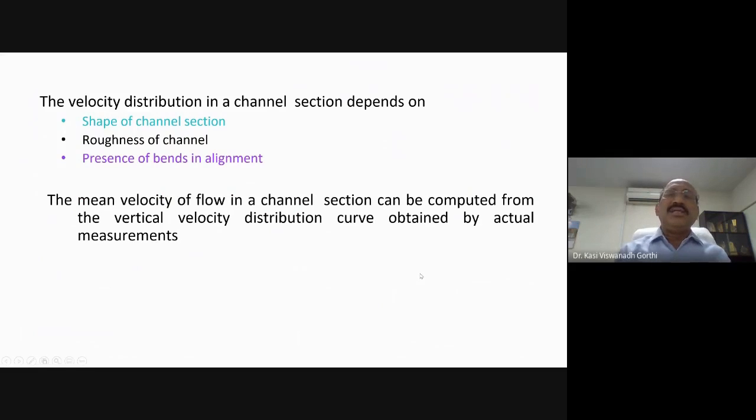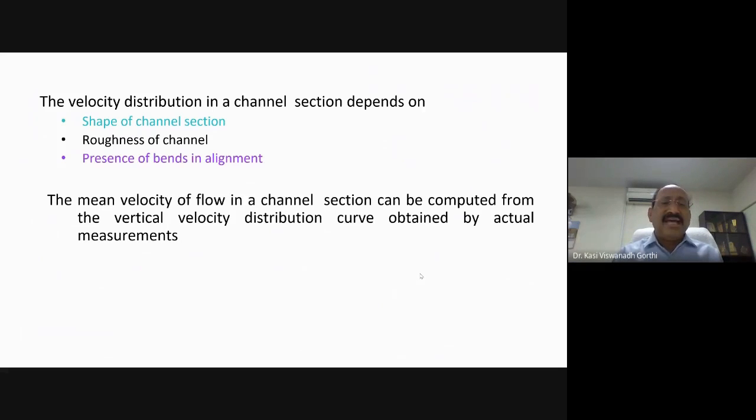The velocity distribution in a channel section depends on three parameters. First, the shape of the channel section: we have seen different shapes like rectangular, triangular, trapezoidal and circular, each with a different velocity distribution. Second, the roughness offered by the channel boundaries. Third, the presence of bends in the alignment of the canal. Suppose you have a straight channel, or a channel with a lot of bends.